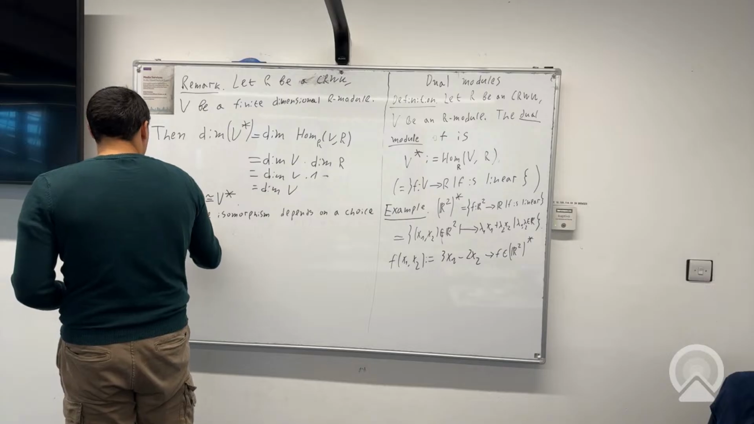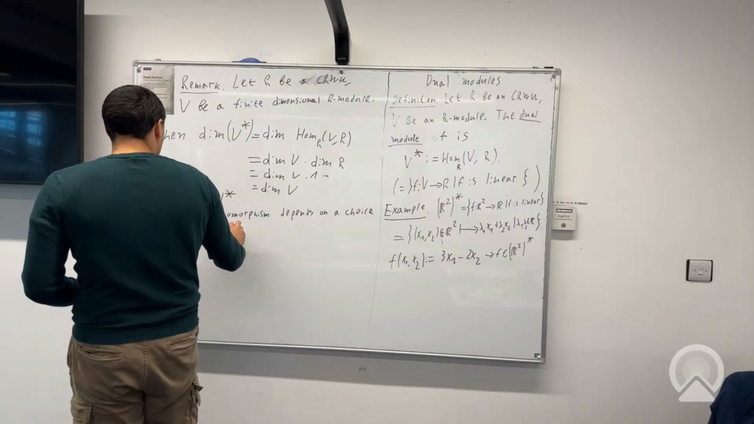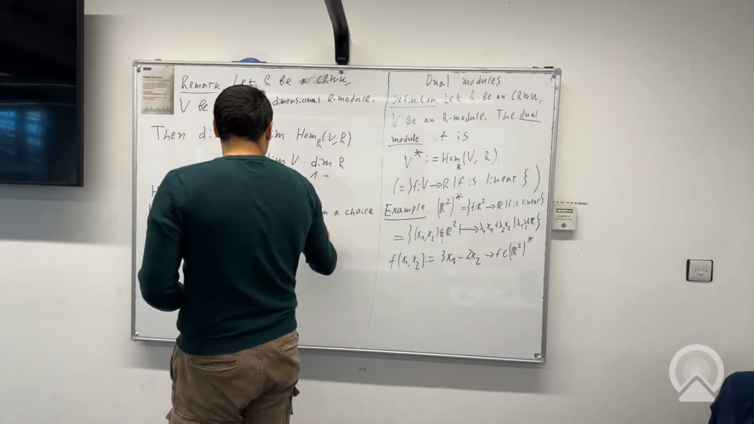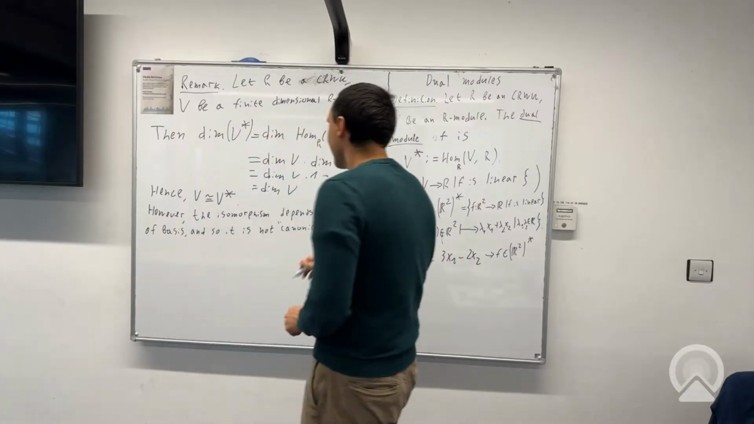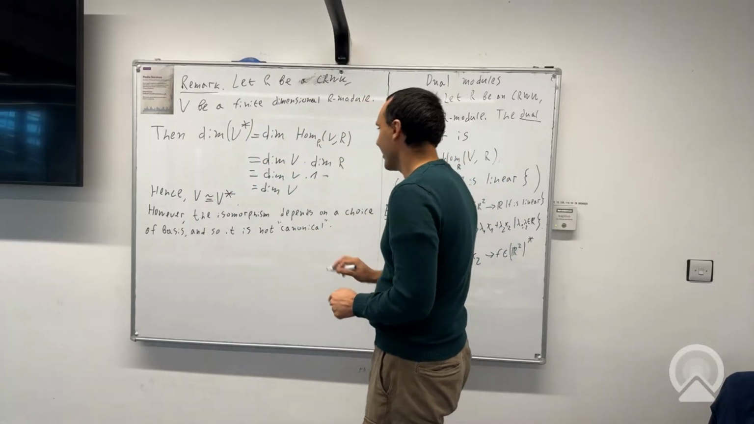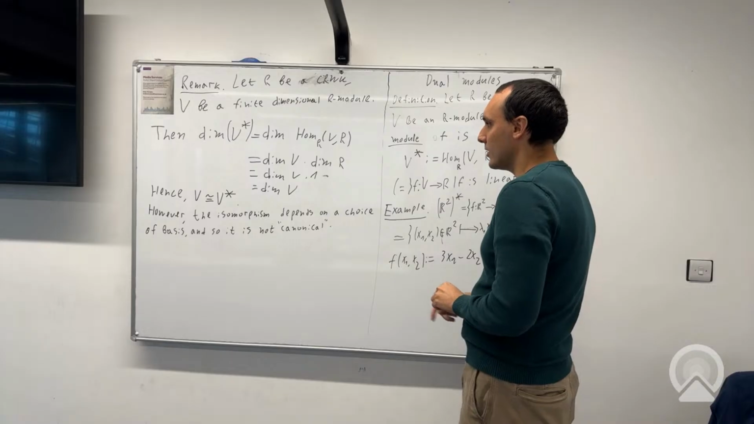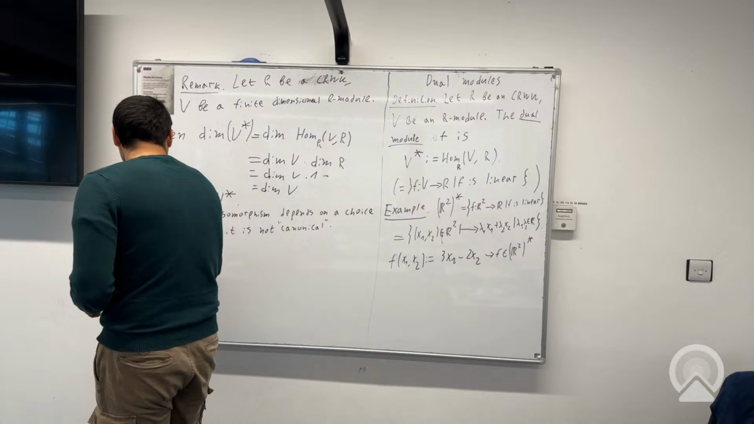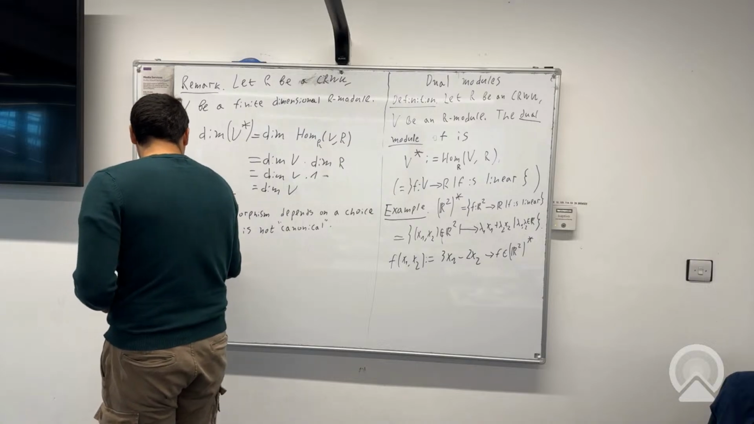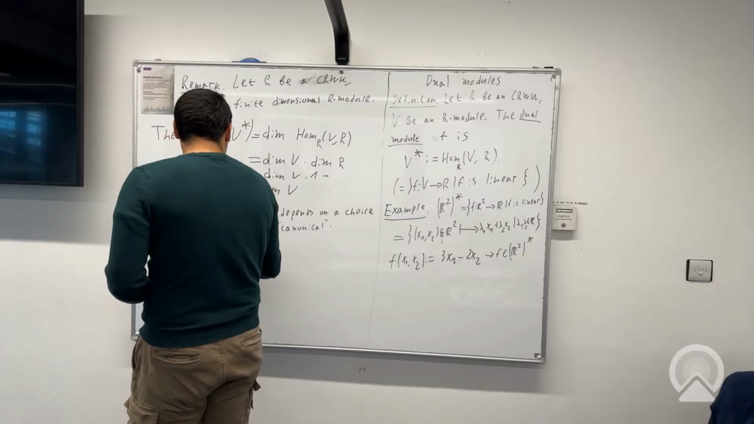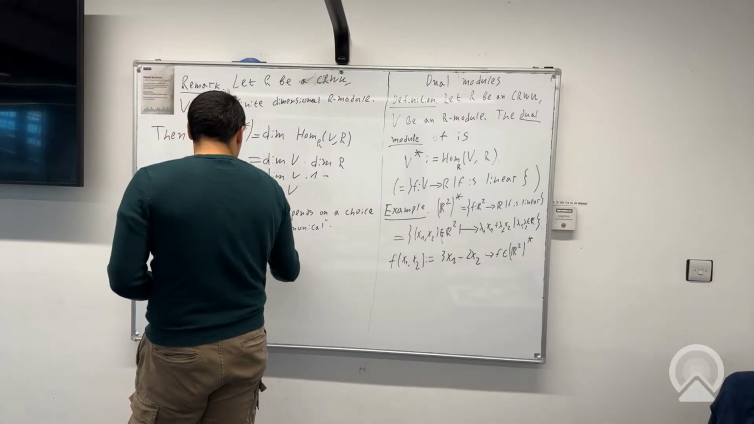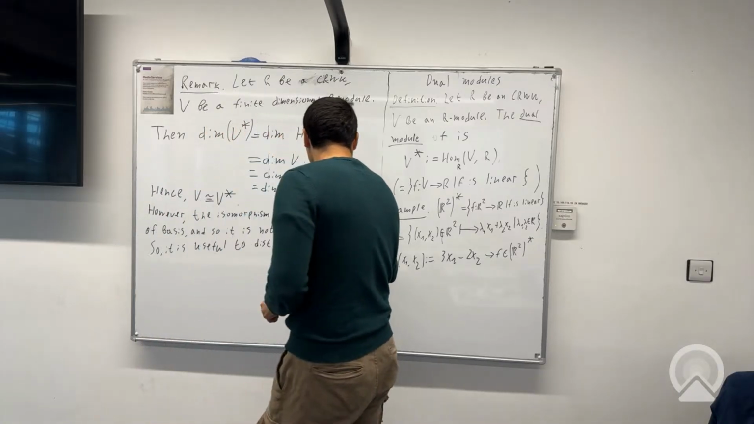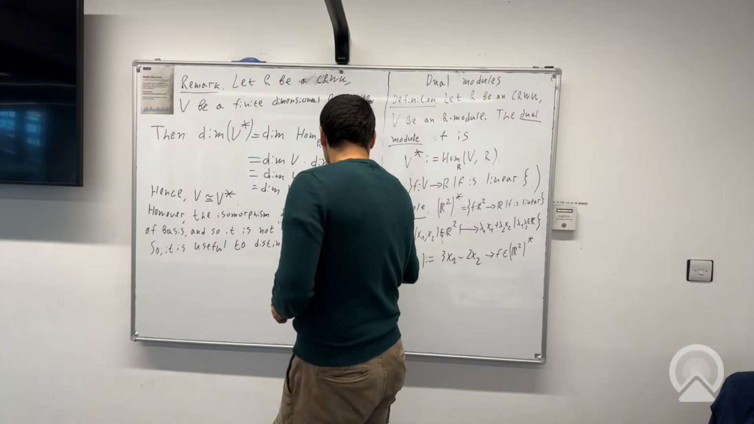And so it is not canonical. I'm not going to define this word because we need some category theory. And so it is useful to distinguish between V and V star.